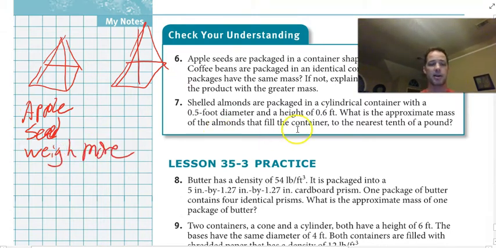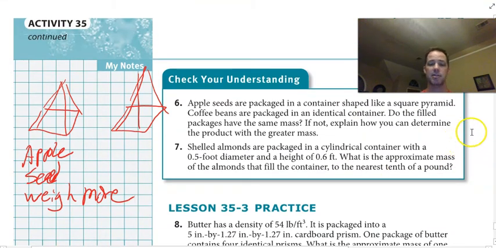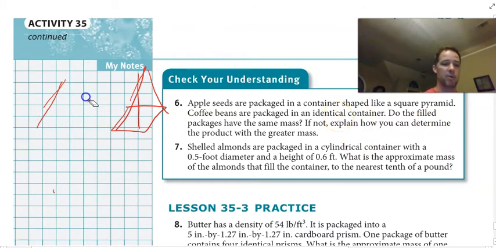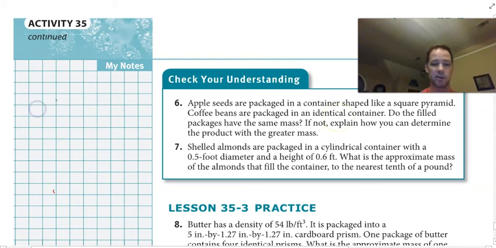All right, number 7. Shelled almonds are packaged in a cylindrical container. What is the approximate mass of almonds that will fill the container to the nearest pound? Okay, so let's figure out the volume and then use the density to figure out how much that weighs. So we should be able to do this one over here.